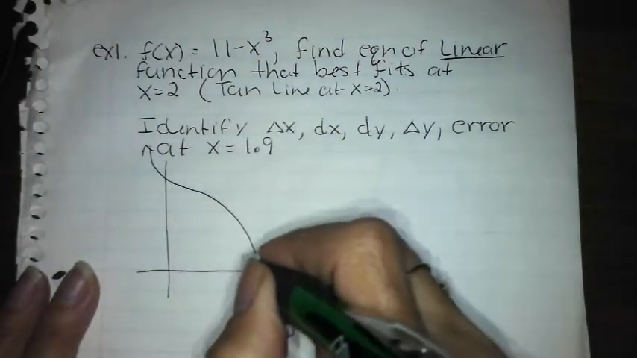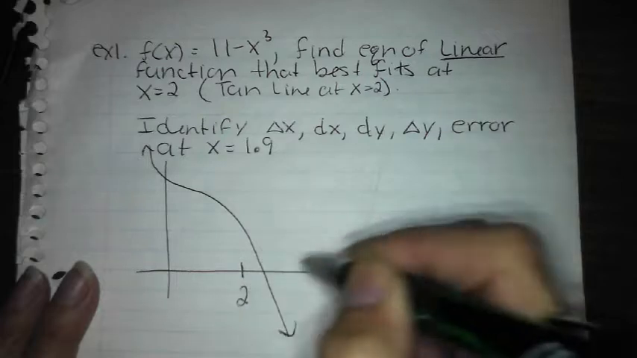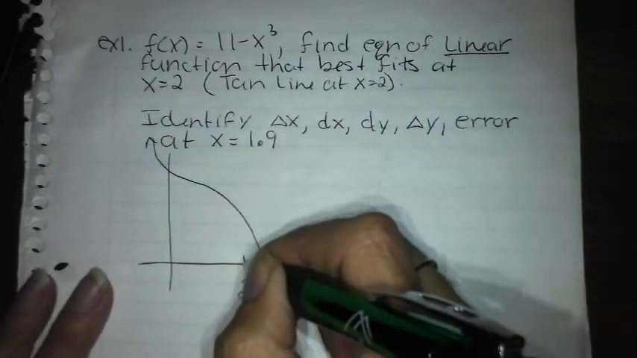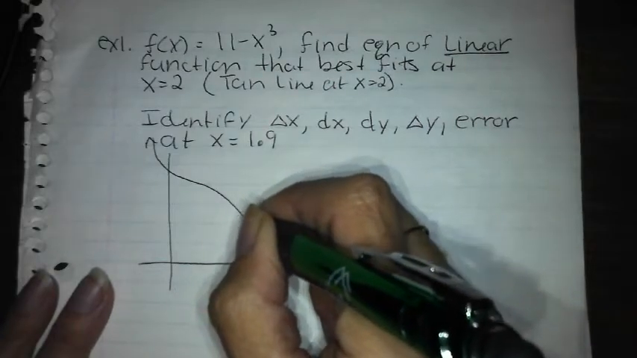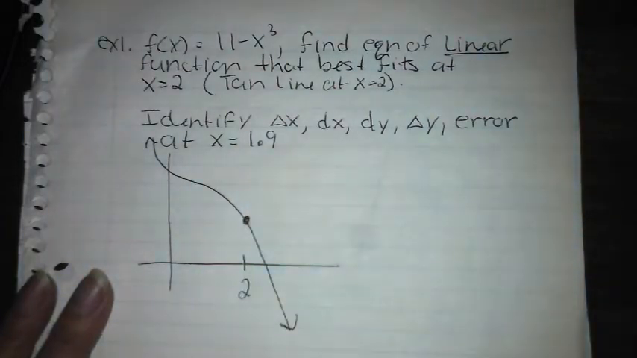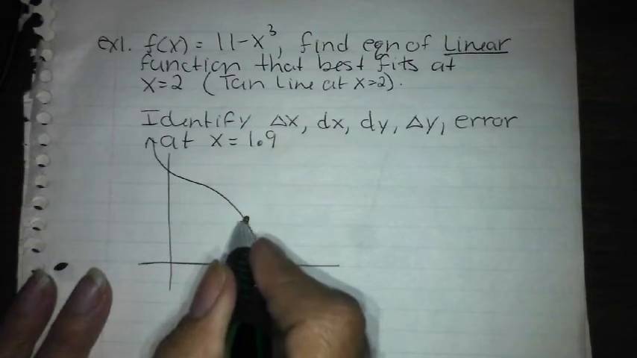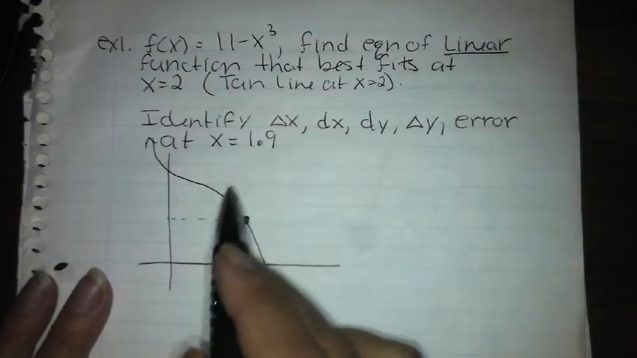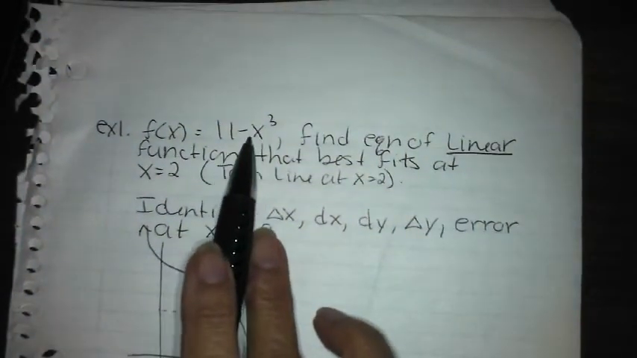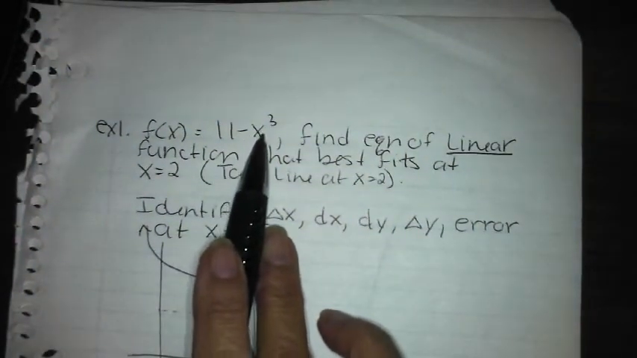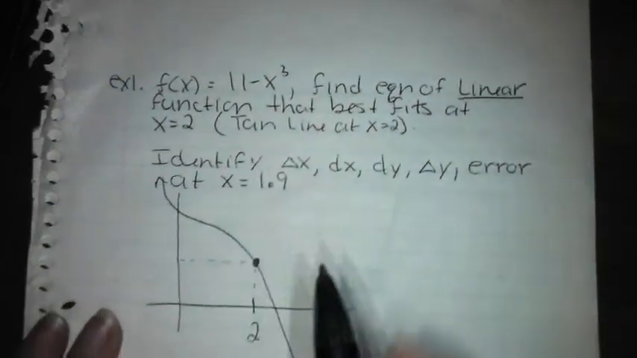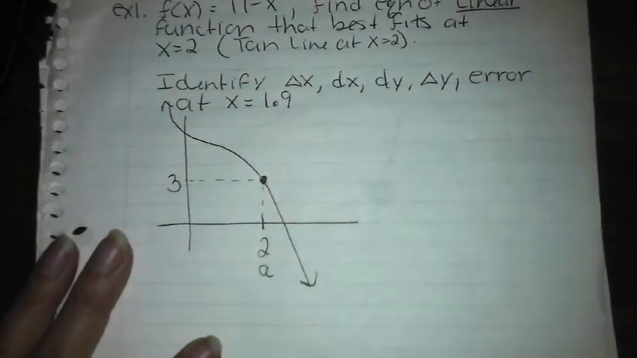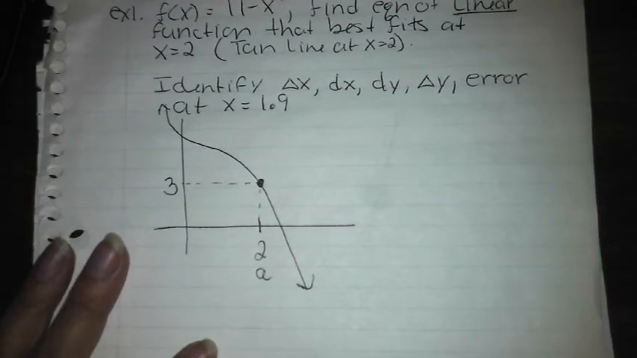So 2 is about here. We want to find the equation for the tangent line right here. So we are going to need to know this y value over here. When x is 2, if I put 2 in here, 11 minus 2 cubed, 2 cubed is 8, and 11 minus 8 is 3. So my starting x value is 2, so I'll call that my a value.